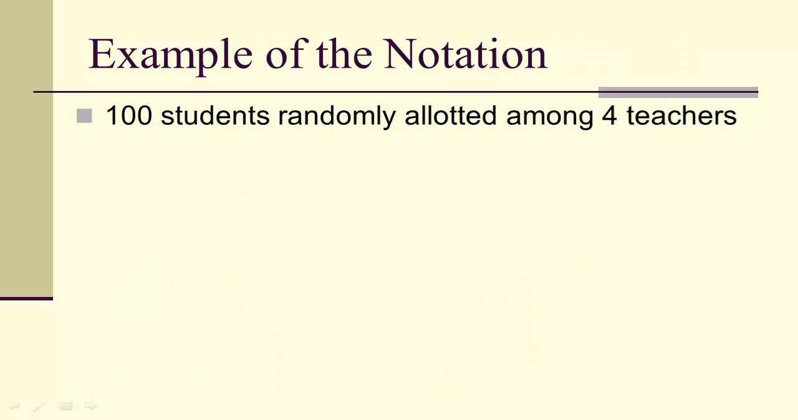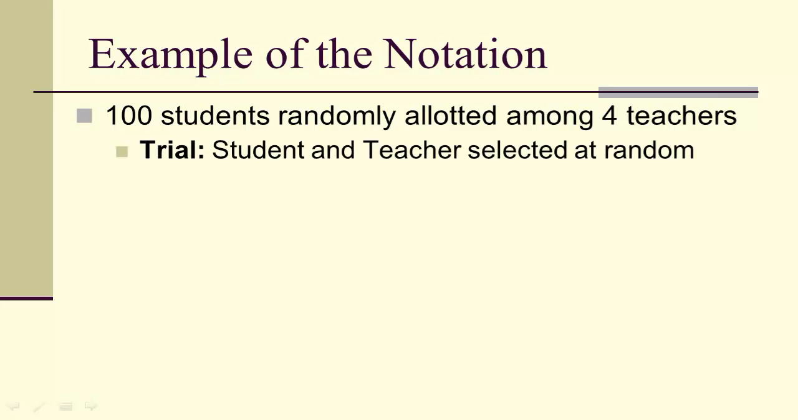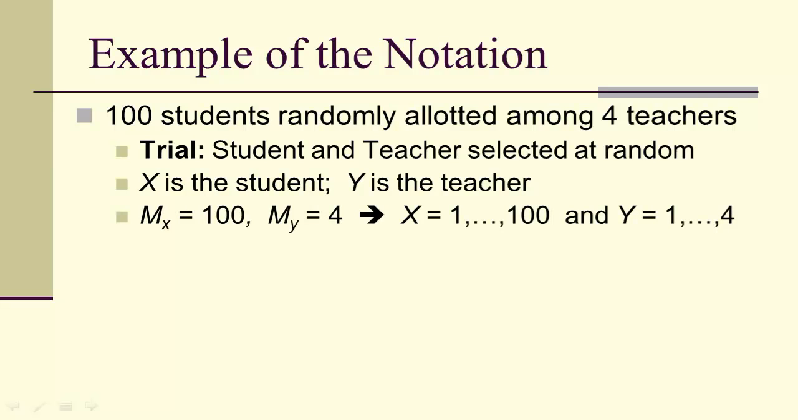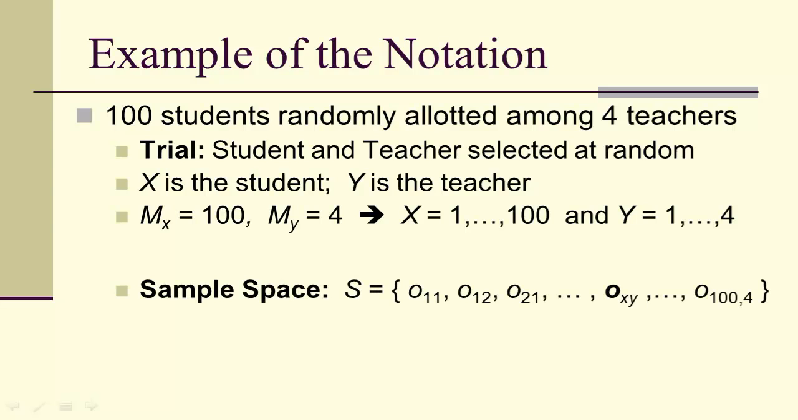So let's just look at an example for the notation. So suppose we had 100 students randomly allotted among 4 teachers. A trial for this experiment would be a student and teacher selected at random. X will be the student and Y will be the teacher. So M sub X will be 100, that's the number of outcomes for X, and M sub Y is 4 because there are 4 teachers. So X ranges from 1 to 100 and Y ranges from 1 to 4.